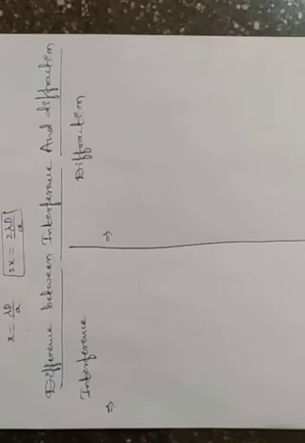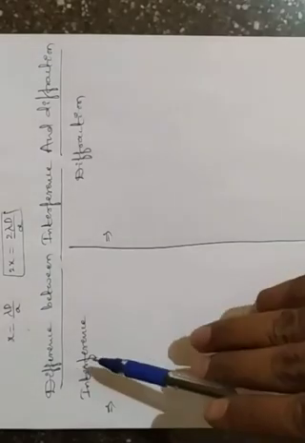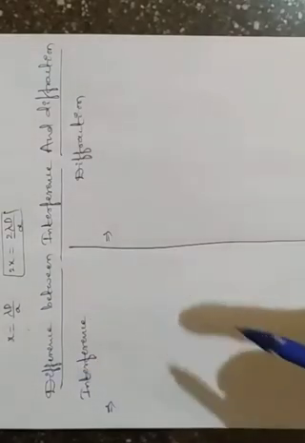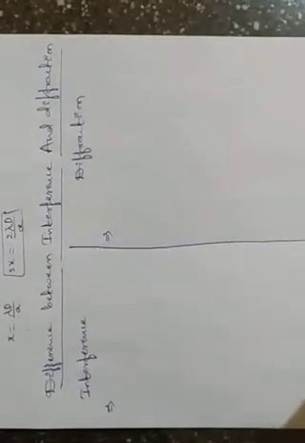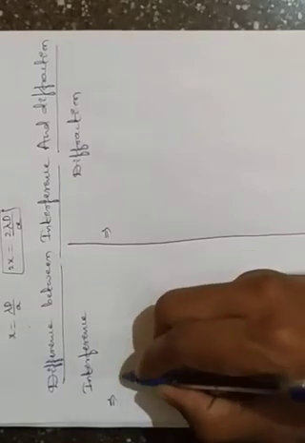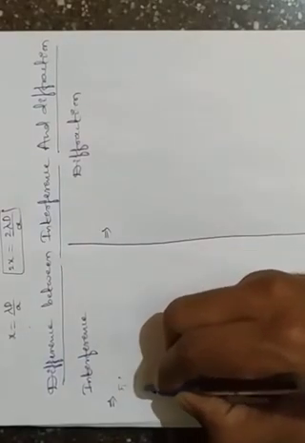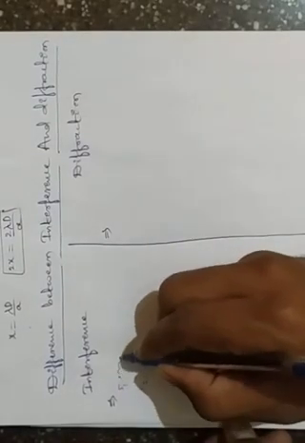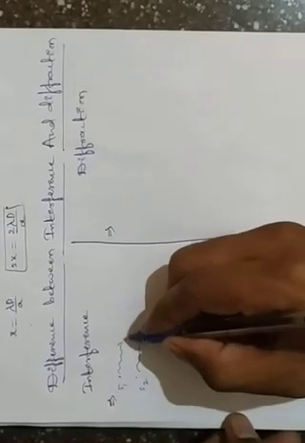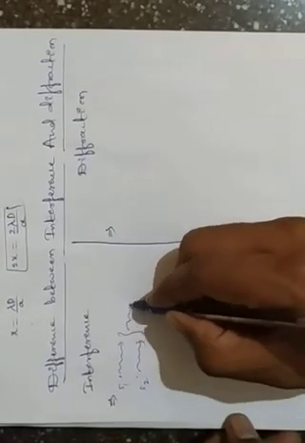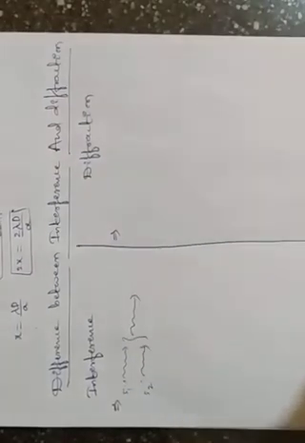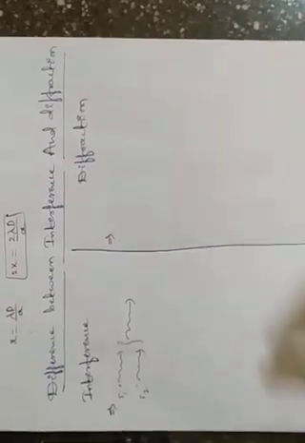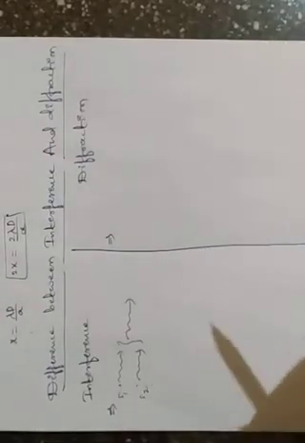Okay, so in case of interference, the result is the superposition of the secondary waves originating from two coherent sources. Here we took two coherent sources, S1 and S2. The waves coming from them superimpose and we get the resulting superposition of the waves. Finally we get the resultant in case of interference.